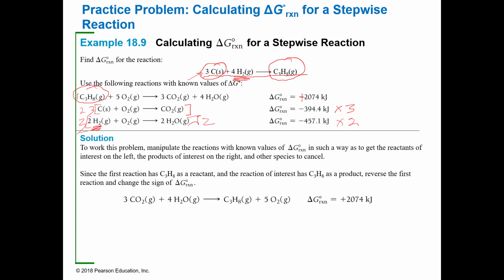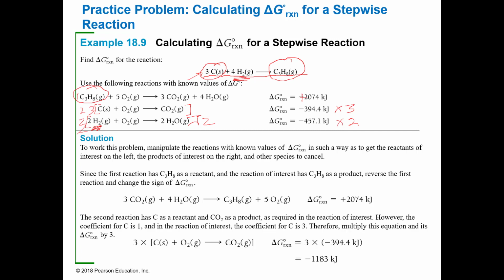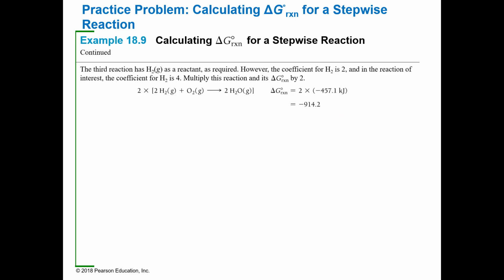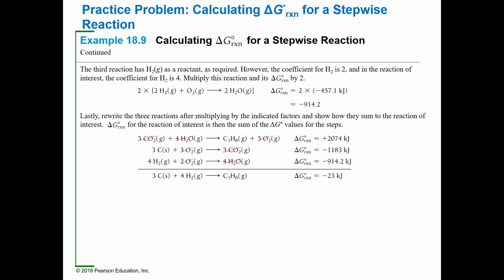All right? So they flip the first one, change the sign. Now we have the propane on the proper side of the final equation. For the second equation, we multiply by 3. That's what we said. Multiply by 3. And we get negative 1,183 kilojoules. Third equation, we said multiply by 2. Now, I think it's important to do this. You write all 3 equations after you've manipulated them. You write all 3 equations down.